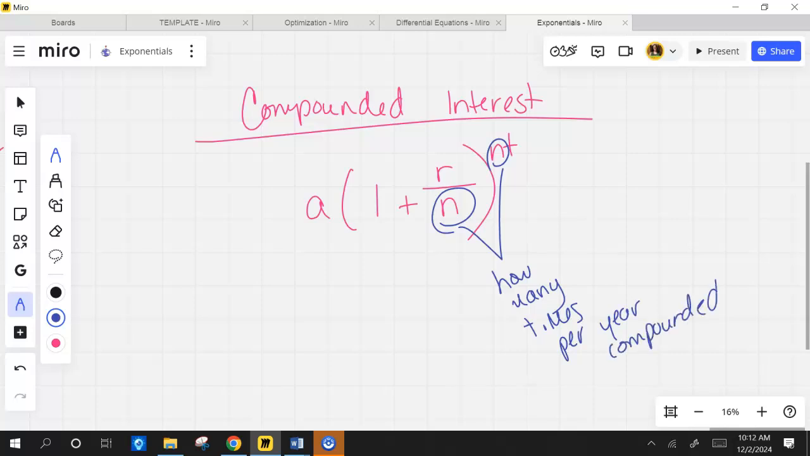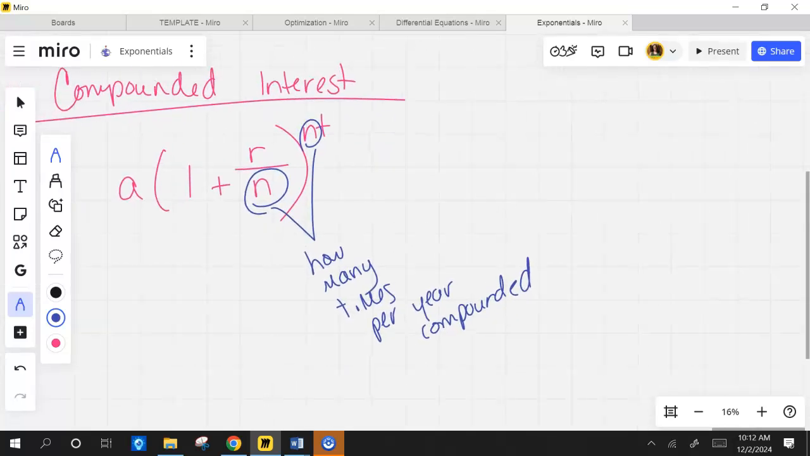Now, as that N gets bigger and bigger, the more times we compound it per year. We could do it daily. We could do it hourly. We could do it by the minute, by the second. The closer that number gets to infinity, the closer we approach what we call compounded continuously.